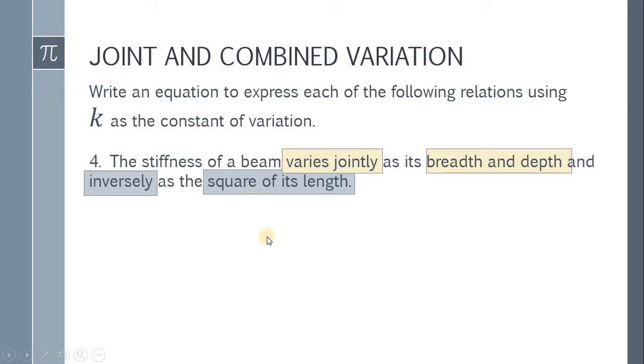Now, gawa tayo ng equation. We have stiffness, represent natin siya as S, is equal to varies jointly, so ito ay nakamultiply sa K. So, we have K times breadth times depth. So, we have K times B times D. Now, since we have inversely, meron tayong division, so divided by square of its length. When we say square, kailangan naka-squared. So, we have L raised to 2, and we're done.